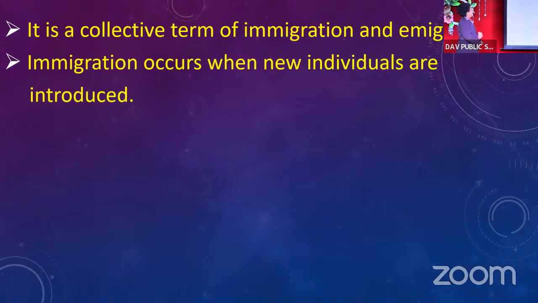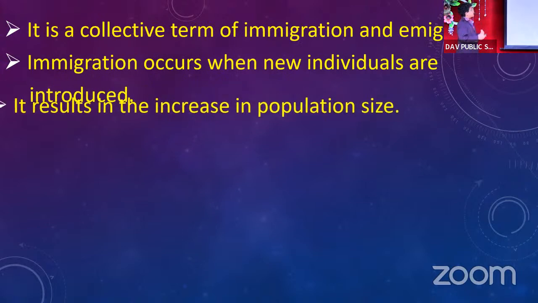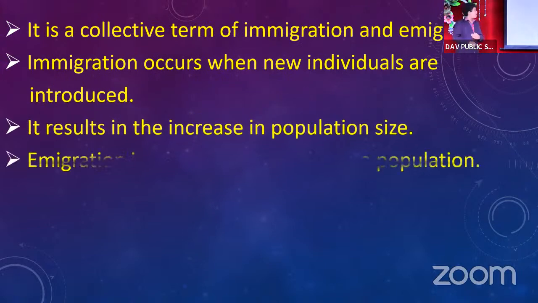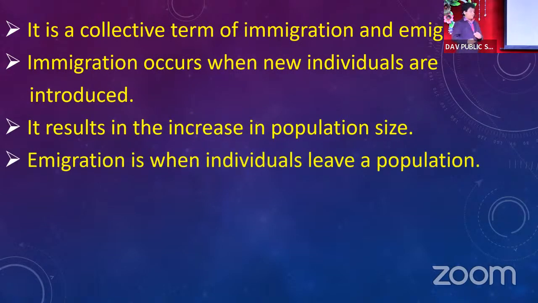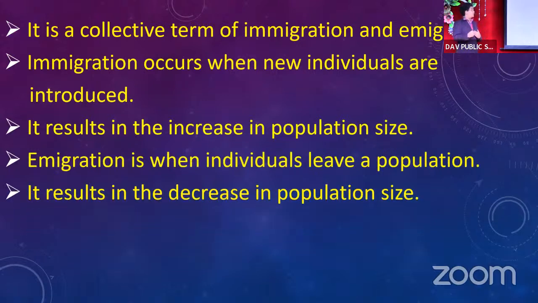It is a collective term for immigration and emigration. Immigration occurs when new individuals are introduced. It results in an increase of population size. Emigration is when individuals leave a population. It results in a decrease of population size.